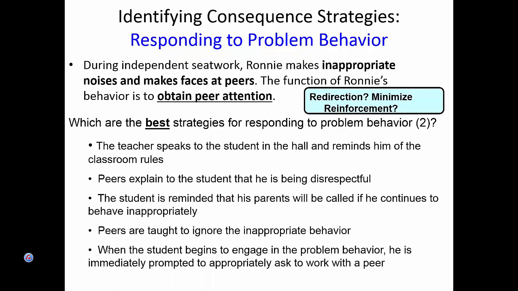All right, we've got one more example here with Ronnie, and Ronnie likes to engage in problem behaviors to get peer attention. So again, we'll be thinking about how do we redirect problem behaviors to use the replacement behavior to get peer attention, and how do we minimize reinforcement. So what are our two best strategies here? So read through this. During independent seat work, Ronnie makes inappropriate noises, makes faces at peers to obtain peer attention. So the first one, teacher speaks to the student in the hall and reminds him of the classroom rules.